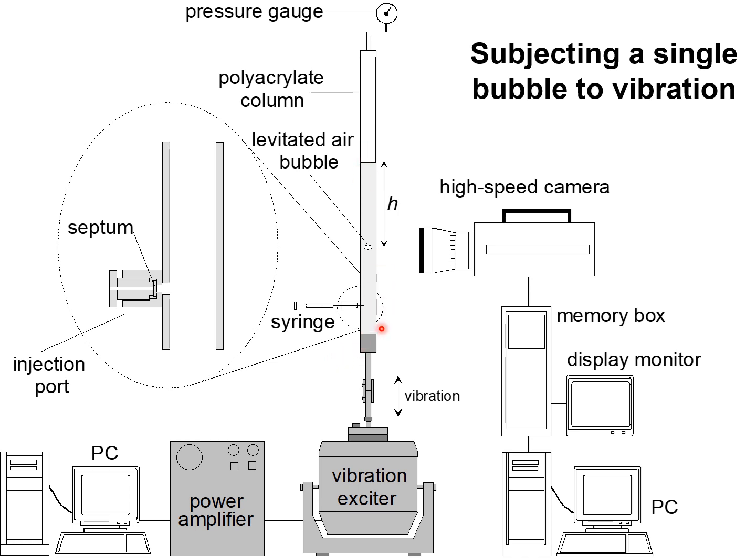We take a glass column and the liquid phase is connected to a vibration exciter. A single bubble is injected into the column by means of a syringe, and we use a high-speed camera in order to examine the influence of the vibration amplitude and frequency on the rise of a single bubble.